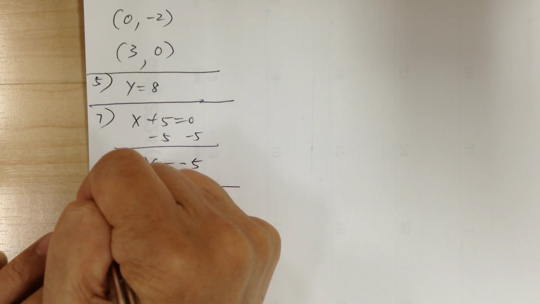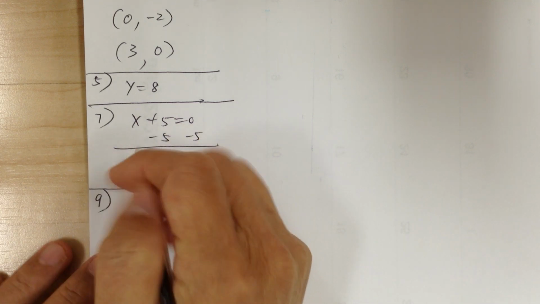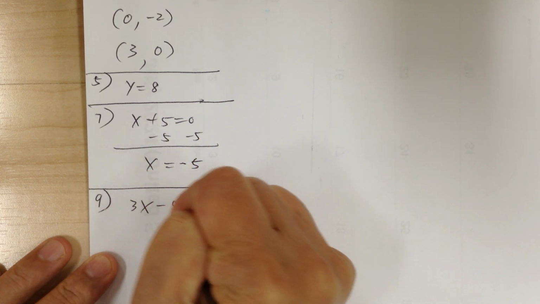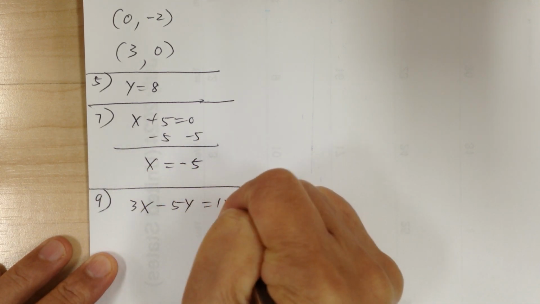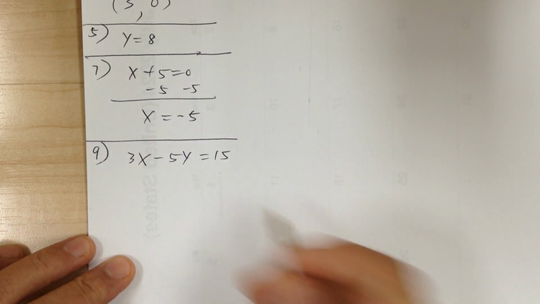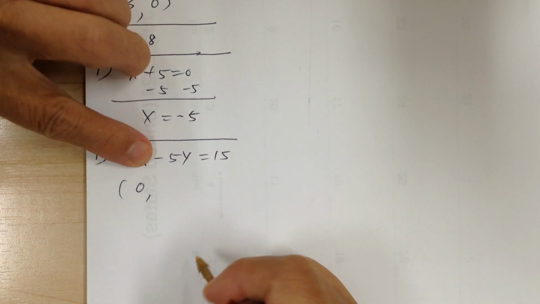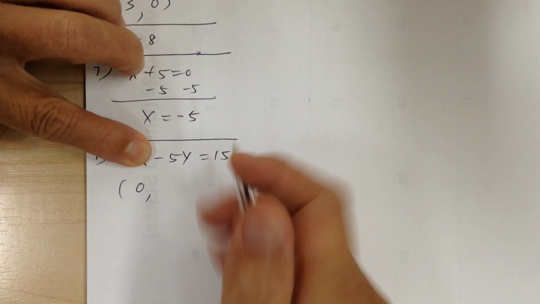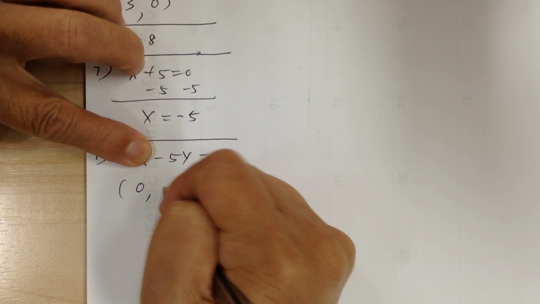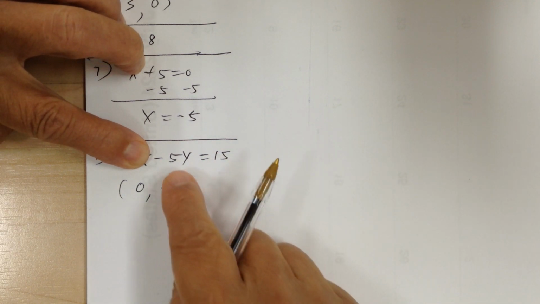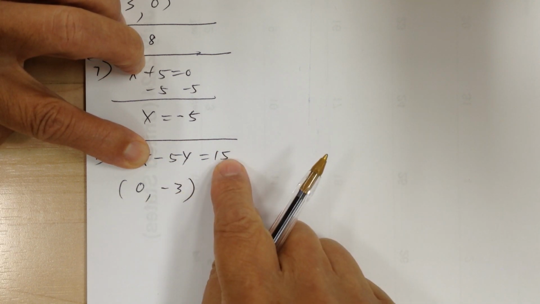Next one, number 9. We have 3x minus 5y is equal to 15. Again, you start with x equal to 0. When x is 0, this term is gone. Divide both sides by negative 5, so you're going to get negative 3. You can do a quick check: negative 5 times negative 3 gives you 15.